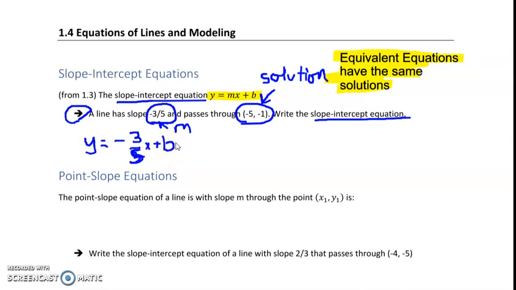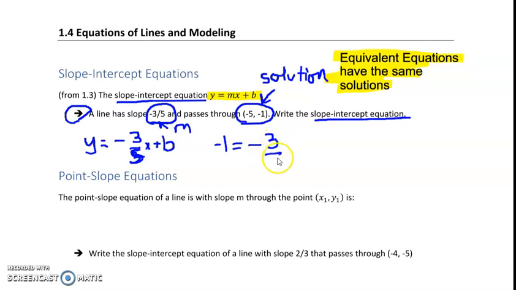But we know one of the solutions. And what does the solution mean? What's the definition? If I replace x and y with -5 and -1, it has to be true. So I'm going to go ahead and replace the x and the y with those two numbers. And then the only thing left in that equation that is not a number is the b, and we can solve for that.